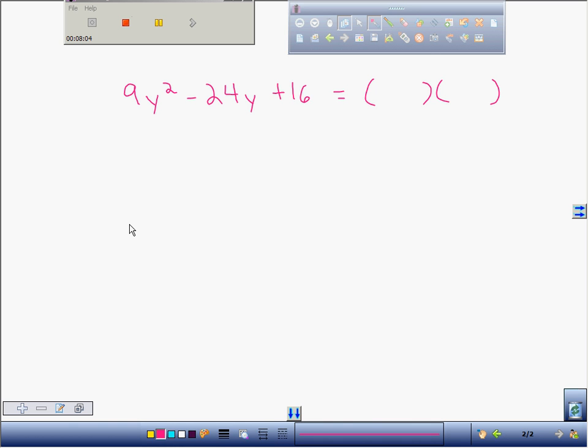Hey, Sophia, get up. Okay. What do I have to multiply by itself to get this? 3y squared. What do I have to multiply by itself to get this? 4. What's 3y times 4 times 2? Negative 24, right? Or if you make it a negative. So how does this factor? What goes here?